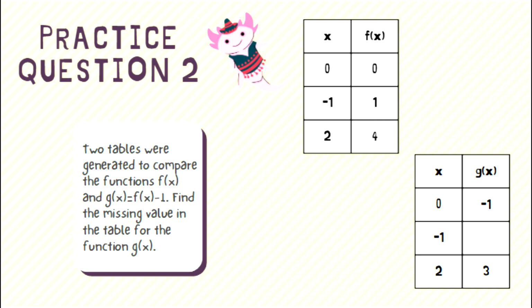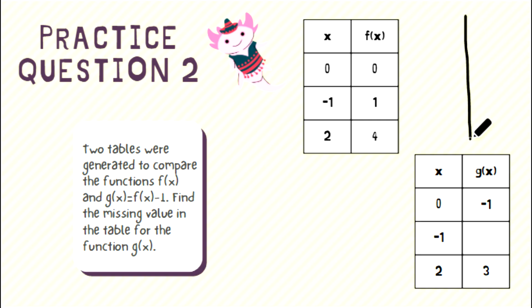Practice question number 2. Two tables were generated to compare the functions f of x and g of x equals f of x minus 1. Find the missing value in the table for the function g of x. So this is our original one. We have (0, 0), (-1, 1), and (2, 4). And our next one is (0, -1), (-1, something), and (2, 3).